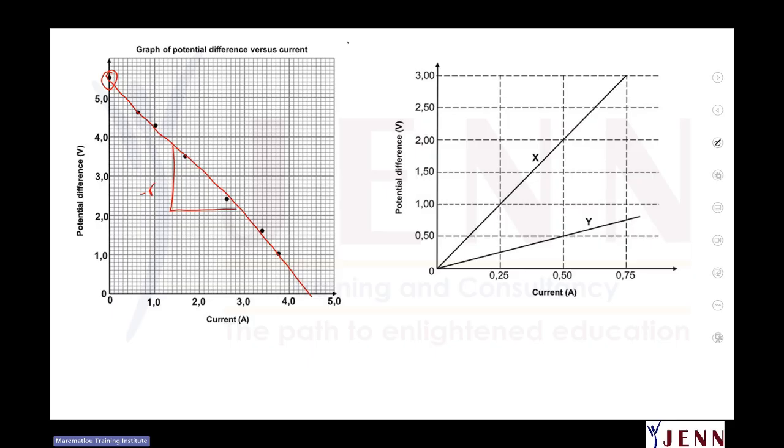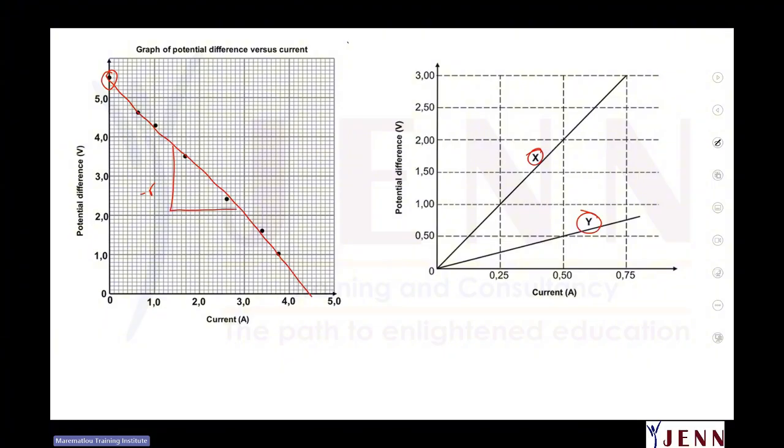Now, this is the graph that compares resistance. This graph compares resistance for resistor X and resistor Y. Why do we say that? Because they are both straight line graphs, meaning they are both ohmic resistors. They are both ohmic resistors, but now we are comparing the resistance.